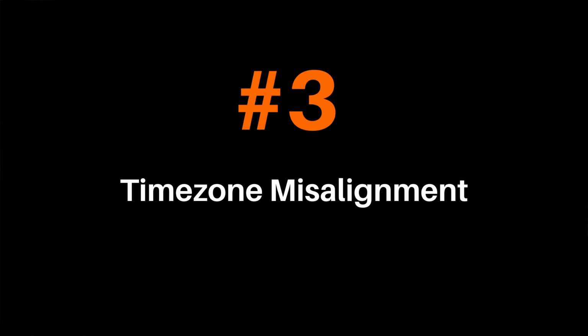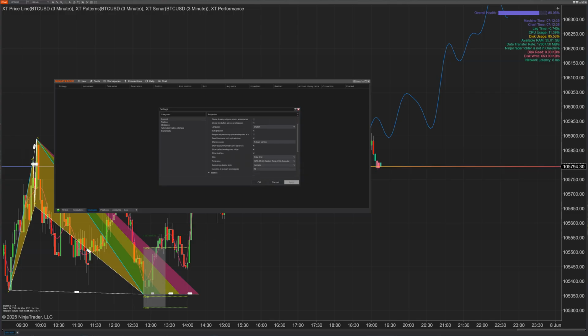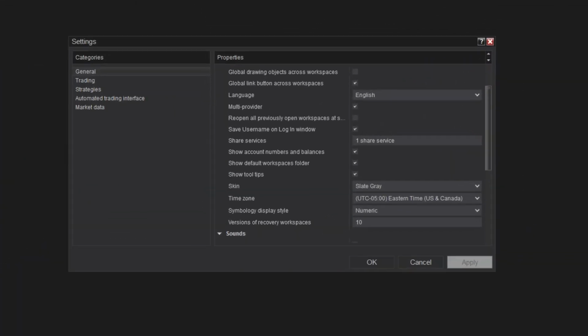Number 3, time zone misalignment. So go into tools and then go into settings. Now here's why it matters. NT8's internal chart time does not match your broker server time by default, or your local time zone. Any sort of misalignment in session means that chart bars, session templates, or automated orders trigger at wrong times. This has often caused people confusion over order fills and missed opportunities.